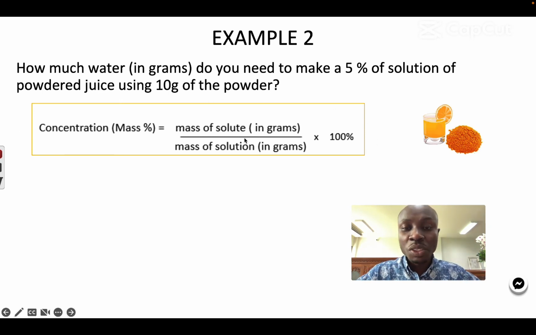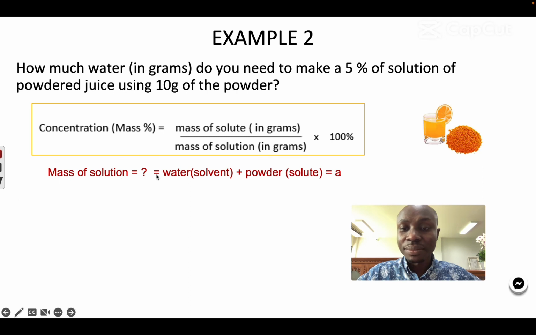Now let's begin with what we know from the question. What do we know? 5% is what? The concentration. So we know this one. 10 grams is what? Mass of the solute. We know that, but we don't know the mass of the solution again, so we have to find it. But you should remember that the mass of the solution is equal to the mass of the solvent or the water plus the solute or the powder. We don't know the mass of the solution from the question, so we can just write it as A.